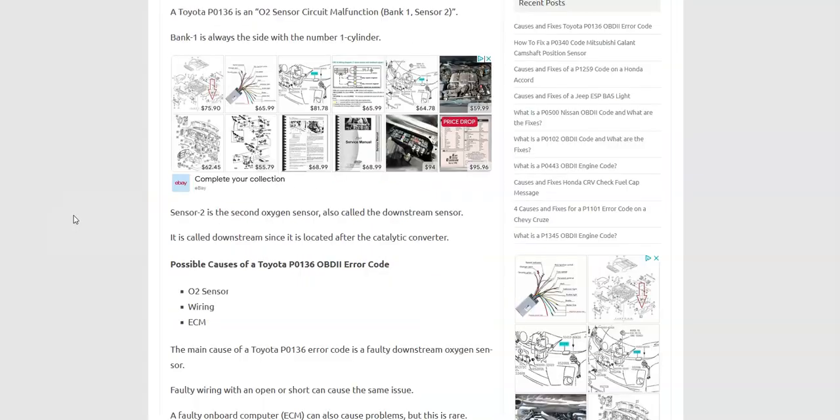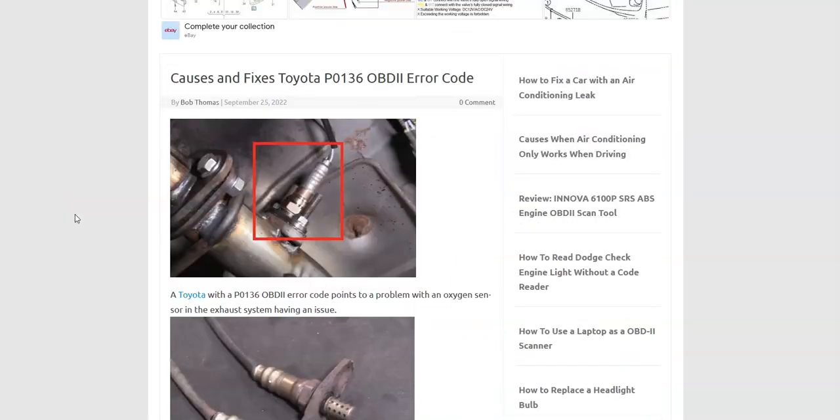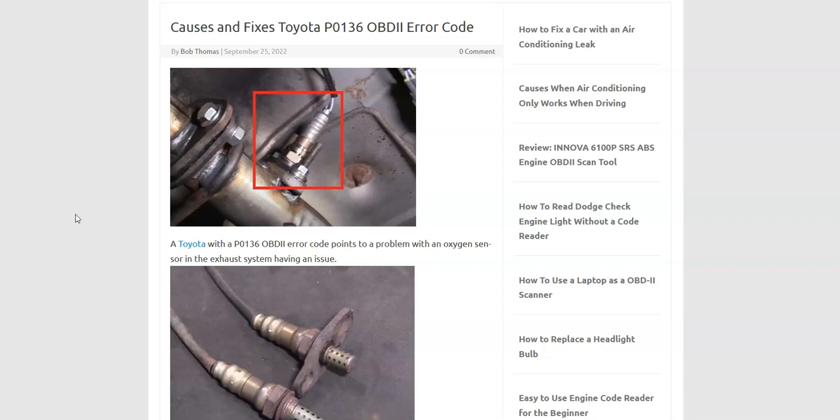And so that's basically it. I just wanted to give a real quick brief overview of what you can do if you have a Toyota with the P0136 OBDII code.